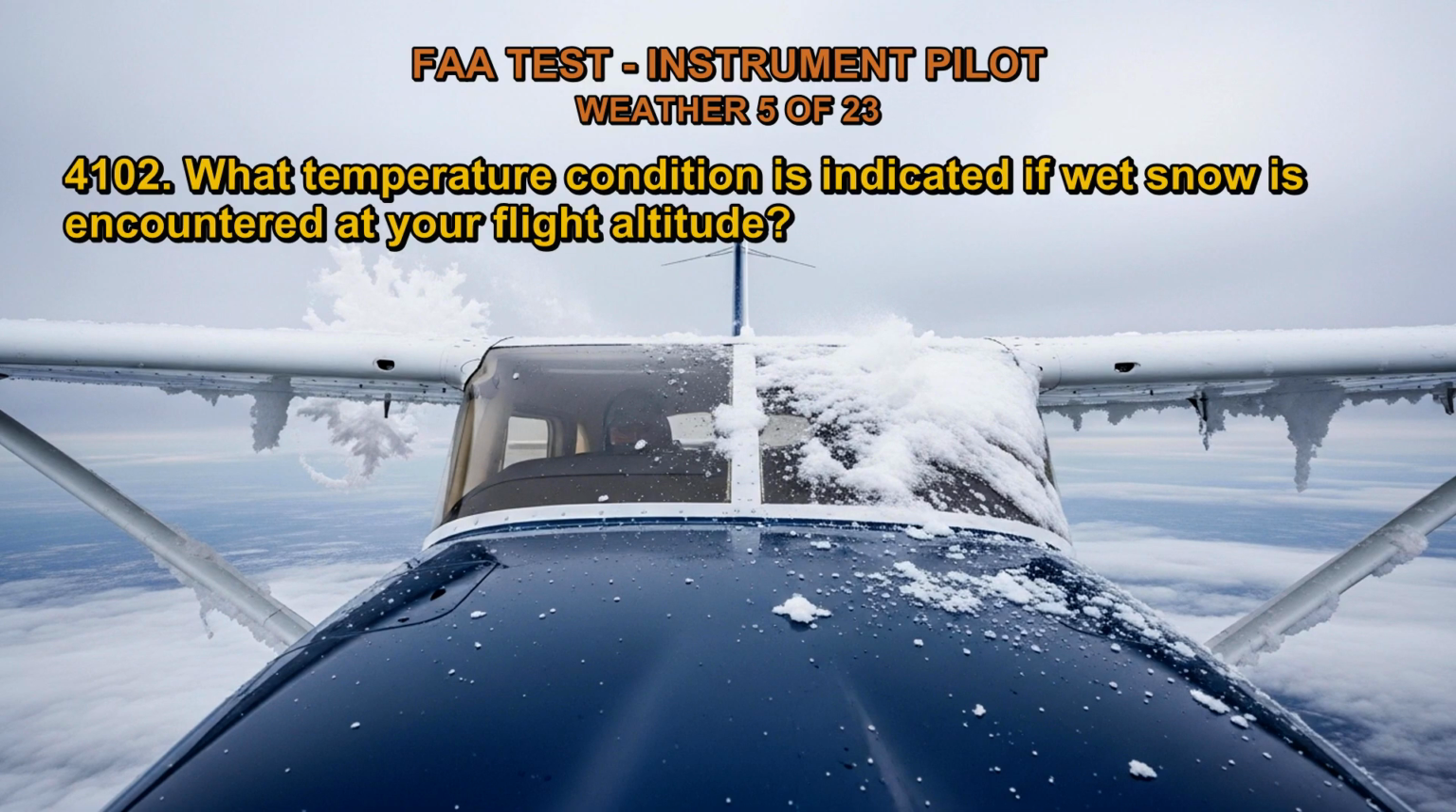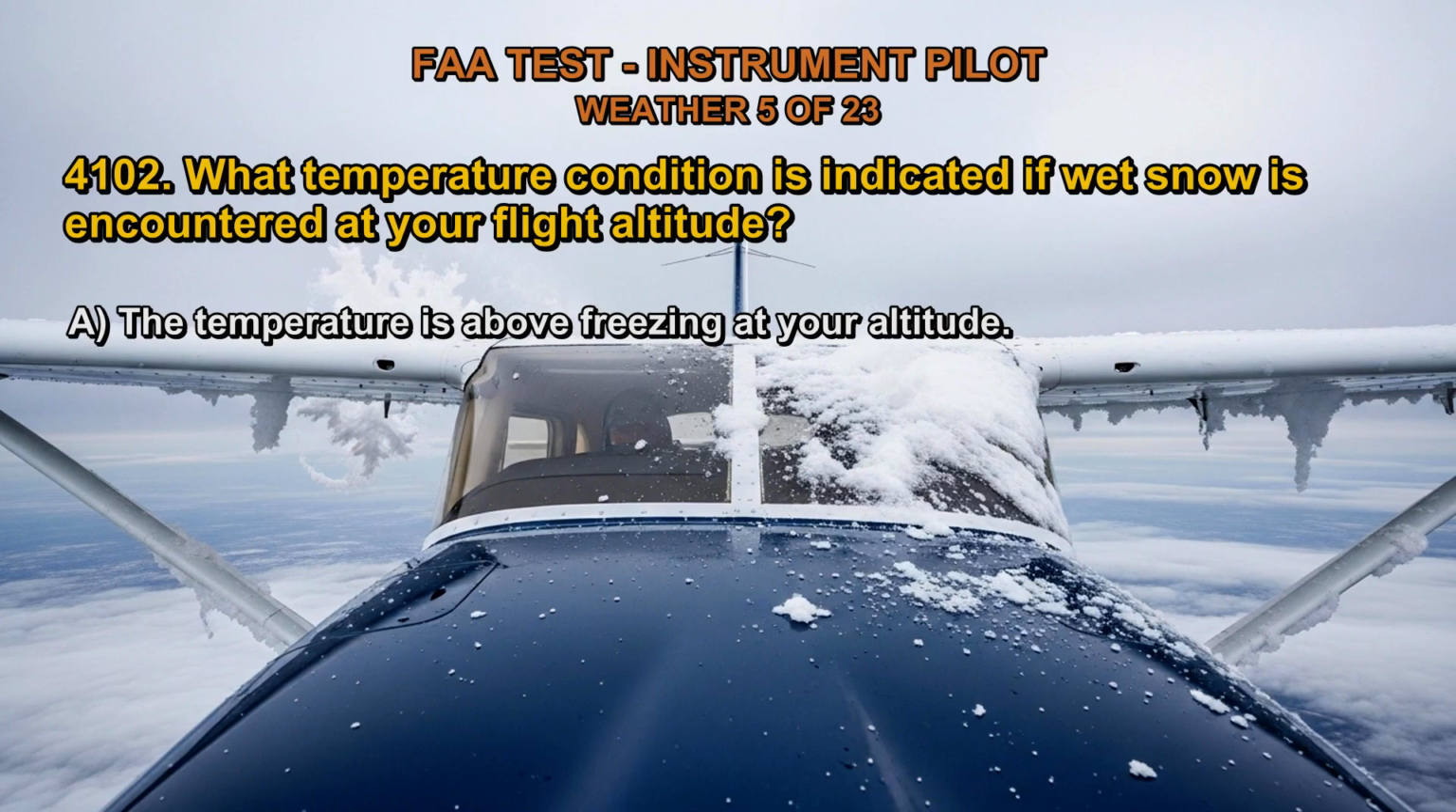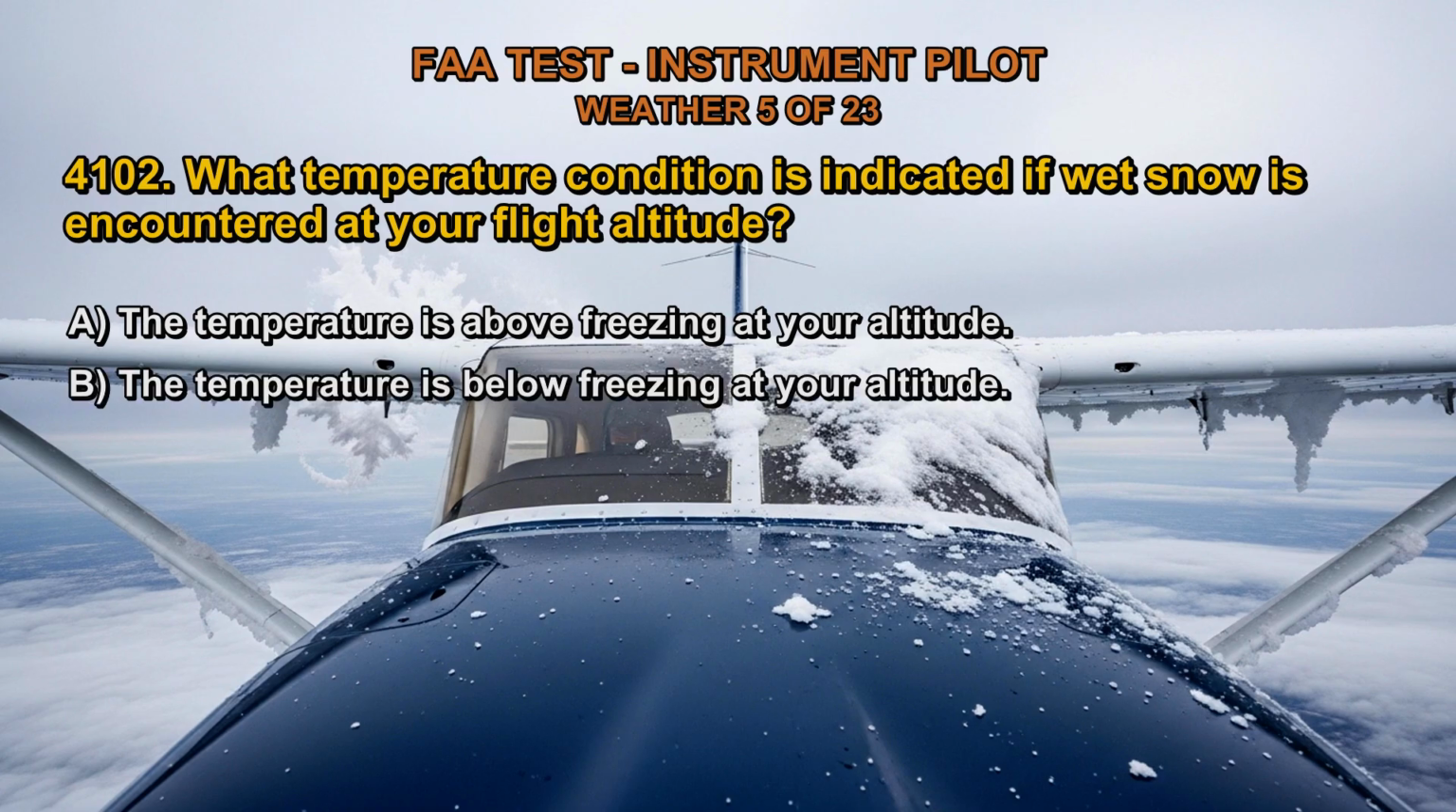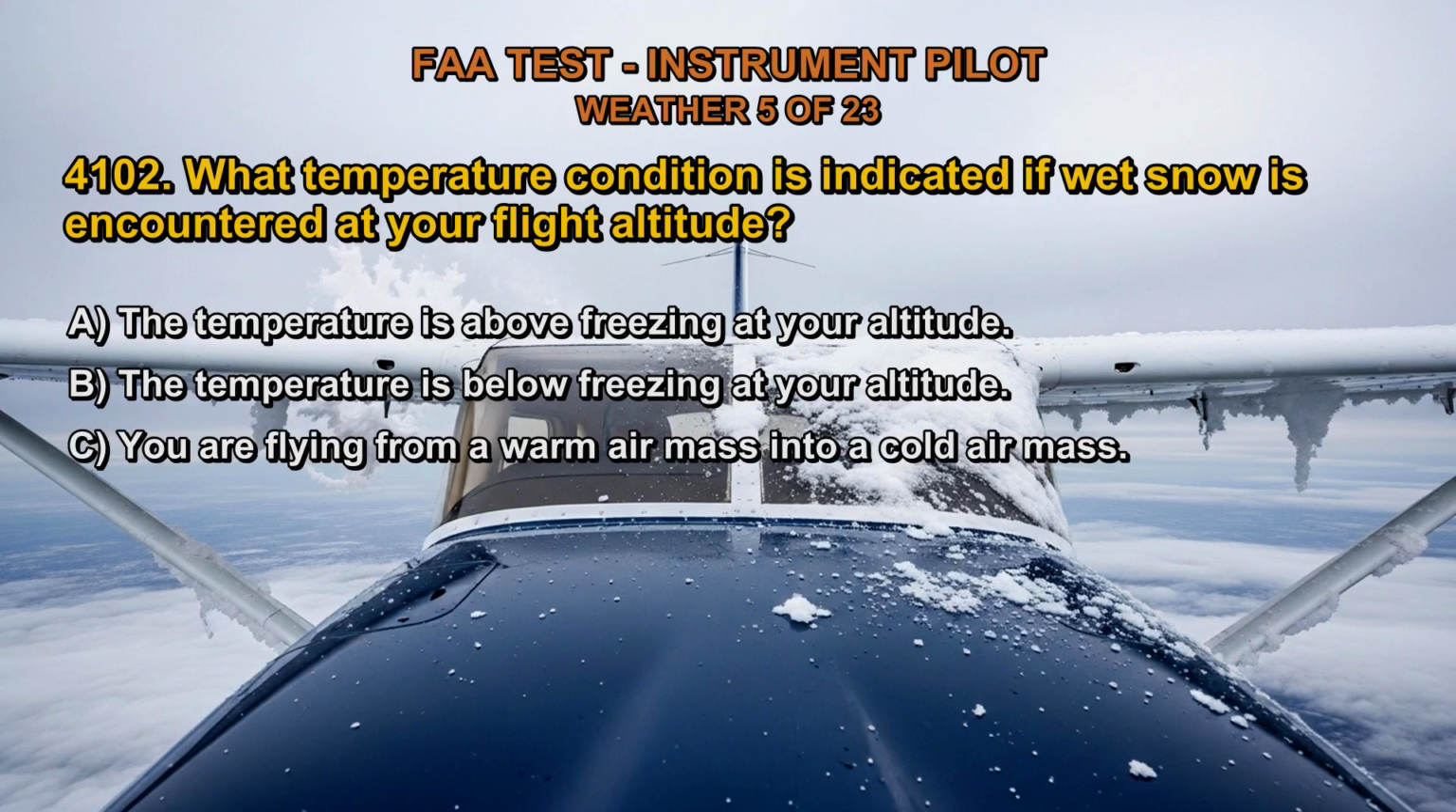4102. What temperature condition is indicated if wet snow is encountered at your flight altitude? A. The temperature is above freezing at your altitude. B. The temperature is below freezing at your altitude. C. You are flying from a warm air mass into a cold air mass. The correct answer is A.